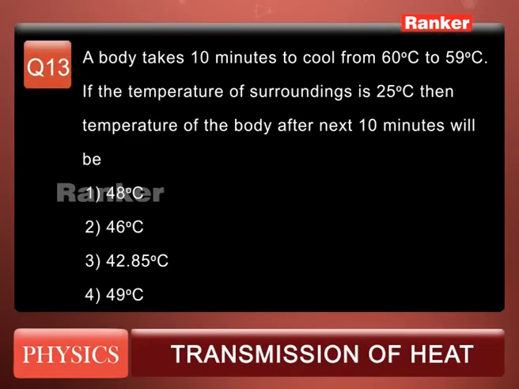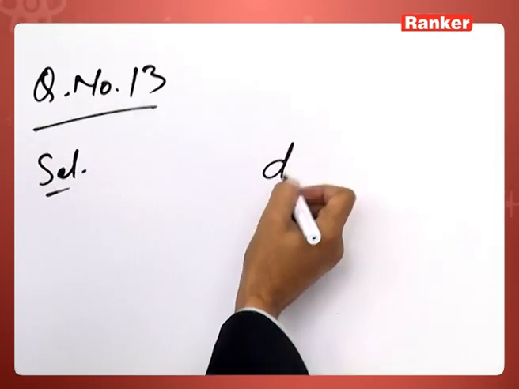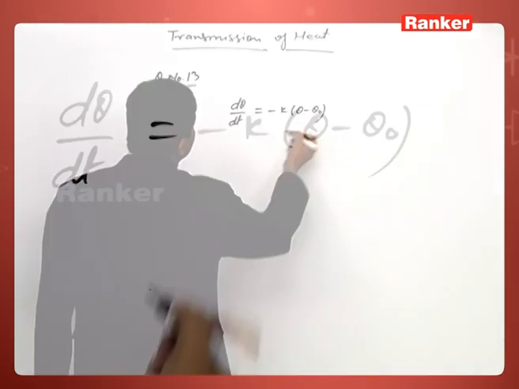Question number 13. A body takes 10 minutes to cool from 60 to 59 degrees Celsius. If the temperature of the surrounding is 25 degrees Celsius, then the temperature of the body after the next 10 minutes will be: first option 48 degrees Celsius, second option 46 degrees Celsius, third option 42.85 degrees Celsius, and the fourth option 49 degrees Celsius. According to Newton's law of cooling, d theta by dt equals minus k into theta minus theta naught.